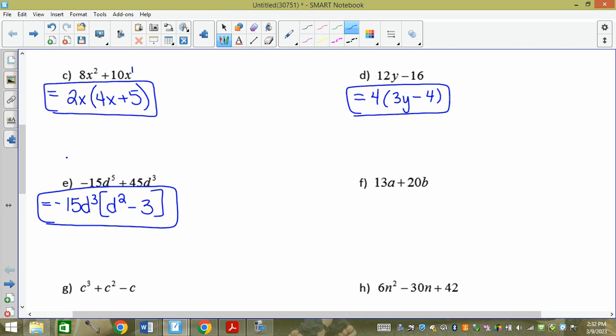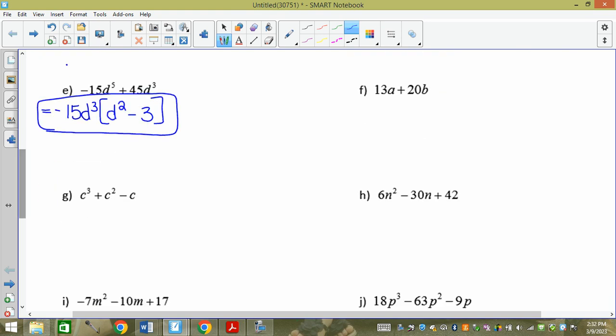15 is a trick question. There's nothing you can do to it. It is simplified. G, what can I take out of it? A c.